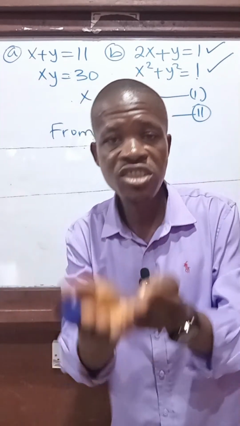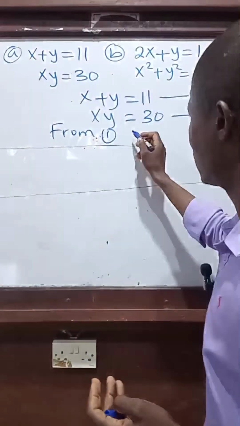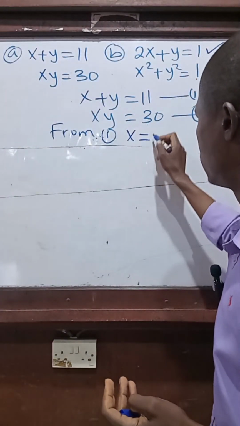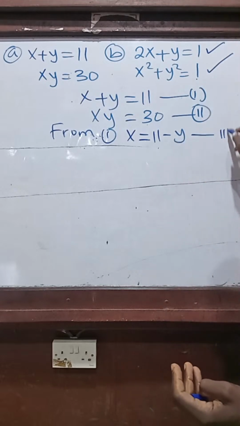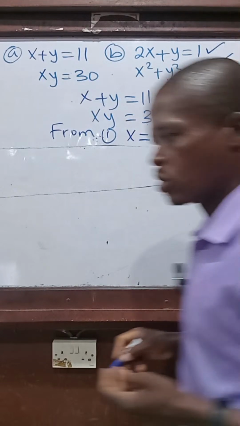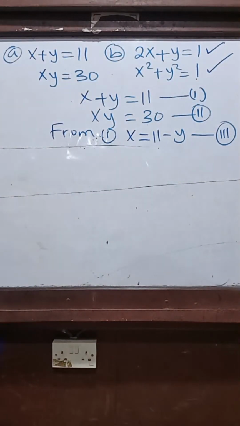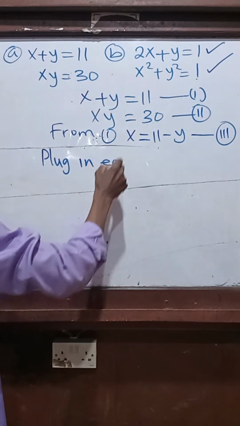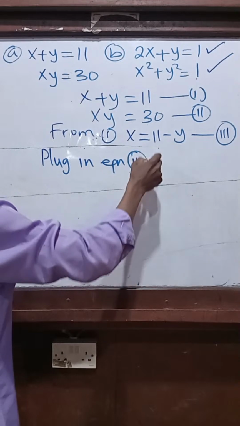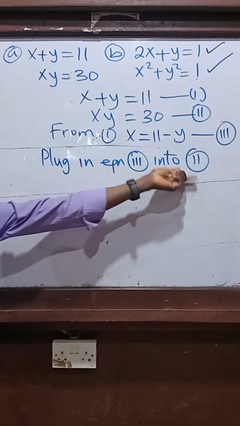The ball is in your court. The choice is yours. Let's make x the subject. That will be 11 minus y. Call this equation 3. Then plug in equation 3 into 2.